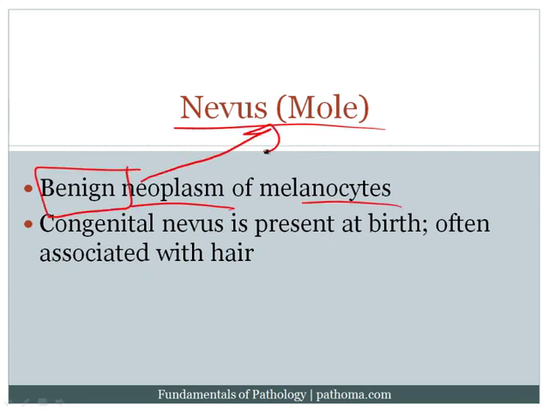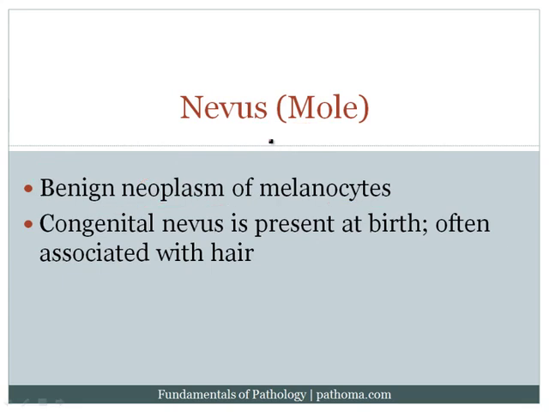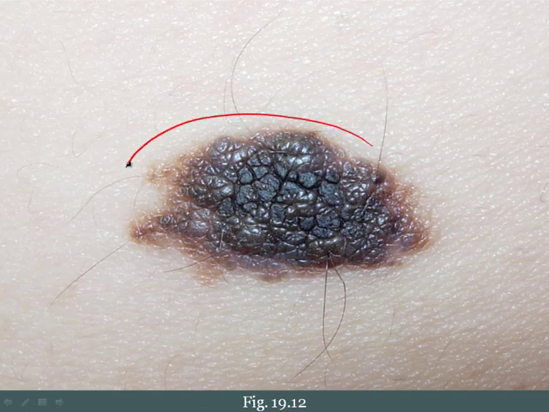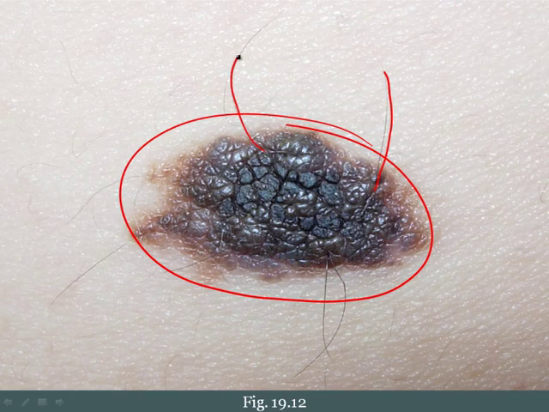Now we classically call this a mole. Now nevus can be congenital, which is usually present at birth, and one of the features of a congenital nevus is that you often see hair growing from it. So for example, here's a picture of a congenital nevus that was present at birth, and you can see there are these little strands of hair growing from it, and so when you see hair growing from it, that tells you that it's a nevus because a melanoma would not have hair growing from it.